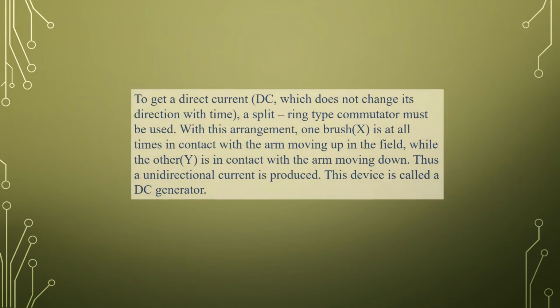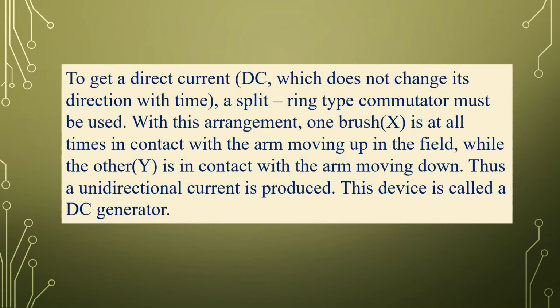To get a direct current, that means DC, which does not change its direction with time, we will be using a DC generator. The main difference between an AC generator and a DC generator is that in the case of an AC generator, we use slip rings, and here we are using split rings. A split ring acts as a commutator. We already learned about a commutator in the electric motor.